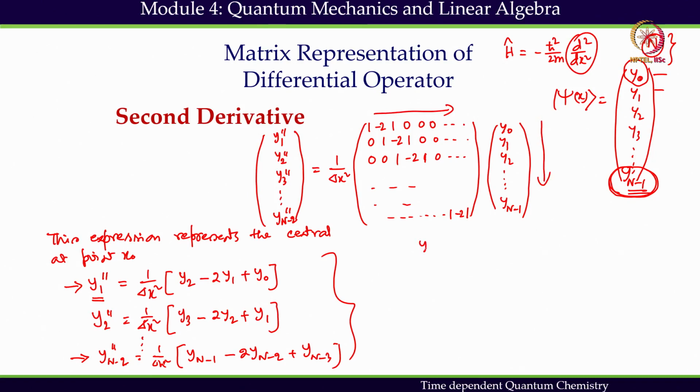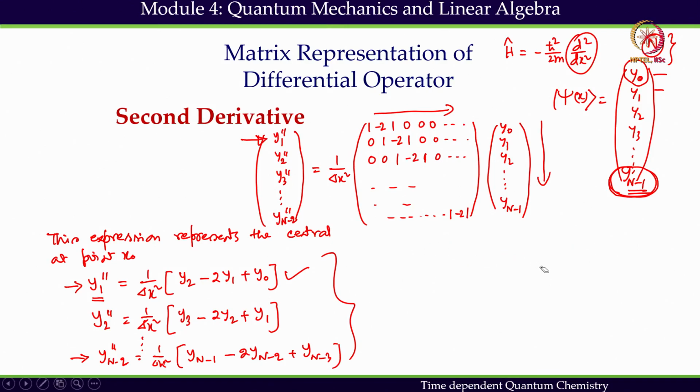I will end up with y1 double dash. I have to equate the left hand side element to the right hand side element. So, in that case I will be equating this y1 value to the first product. That product is going to be y0 minus 2y1 plus y2, plus all the others are 0 because they are multiplied by 0. So, in the end I get back this expression. Of course, we have this 1 by delta x square. So, equating each element, we will get back this set of equations.